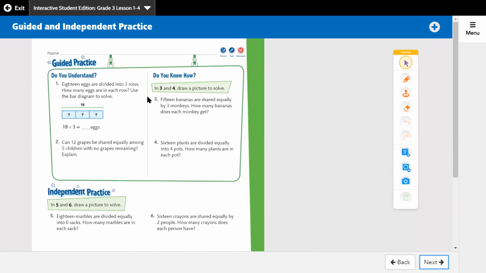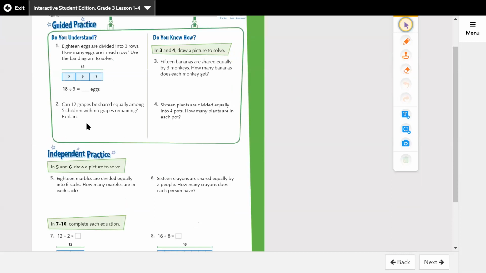All right, so on here it says 18 eggs are divided into 3 rows. How many eggs are in each row? Use the bar diagram to solve. So for this one, I want you to start drawing out those little counters, okay? So even if you have to do it on a different piece of paper, I want you to draw out those 3 rows and then count on going 1, 2, 3, 4, 5, 6, so on until you have 18, okay? That'll help you answer 18 divided by 3 rows equals something, all right?